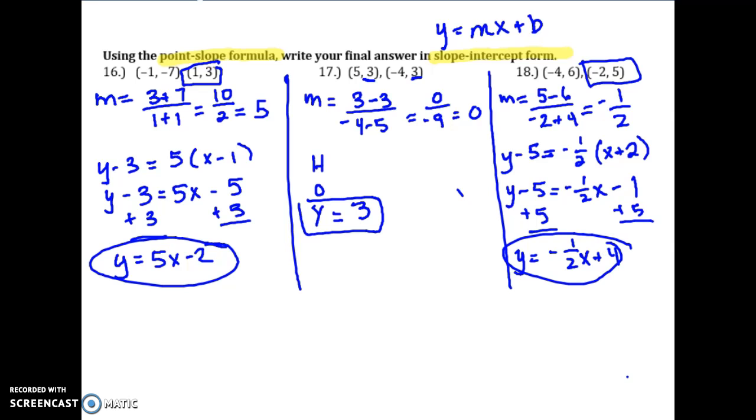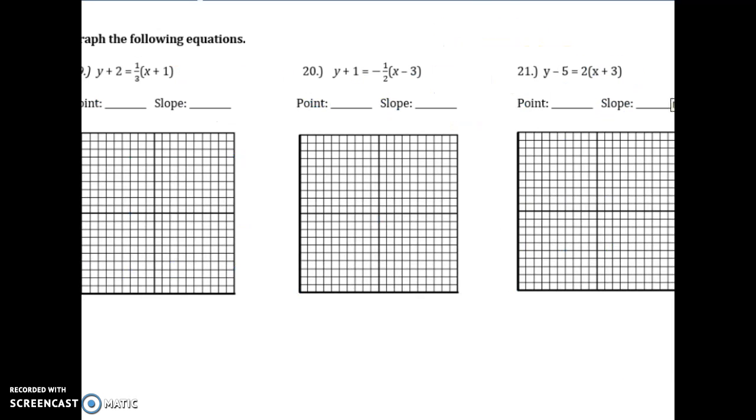Okay, moving on to some graphing. Let me adjust this a little bit. Okay, I've got number 19, y plus 2 equals 1/3 times x plus 1. So here my slope is 1/3, and my point is actually going to be, because point-slope form is y minus y sub 1 is equal to m times x minus x sub 1, my x value is actually going to be the opposite of +1. It's going to be -1 because we're subtracting. And then my y value is going to be the opposite of +2, which is -2. So there's my point. I'm going to start at -1, -2.